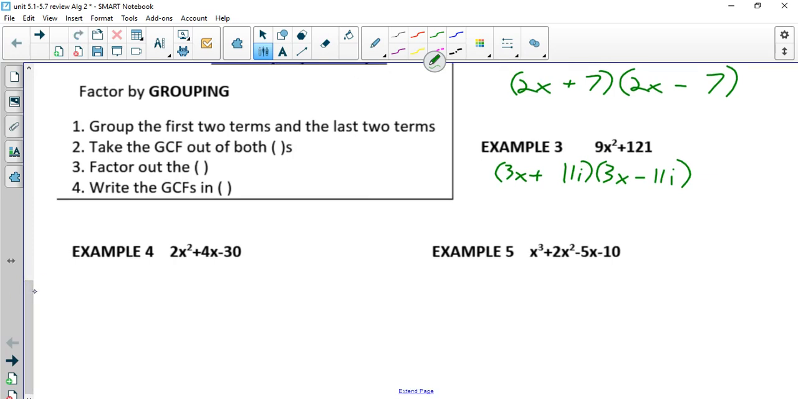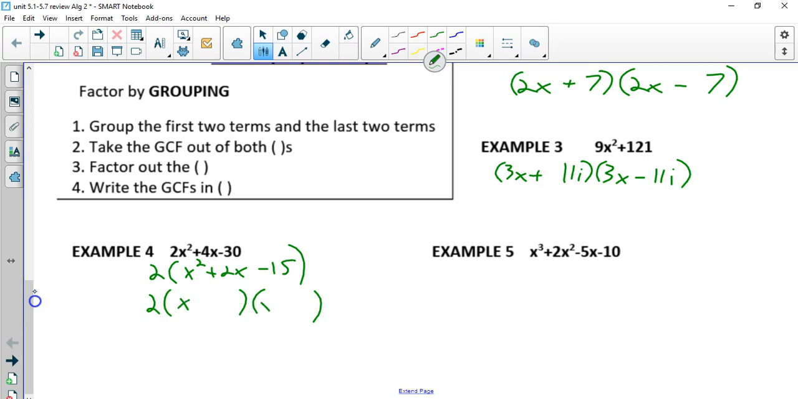Okay, now this is a trinomial. I'm going to factor with guess and check, but I always want to take the GCF out first. So I'm going to divide everything by 2. It's also going to make my life easier when I factor. Remember to not throw away the 2.